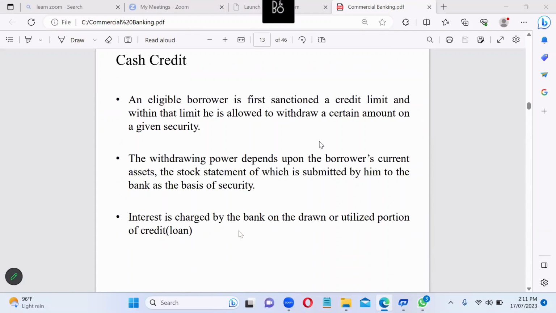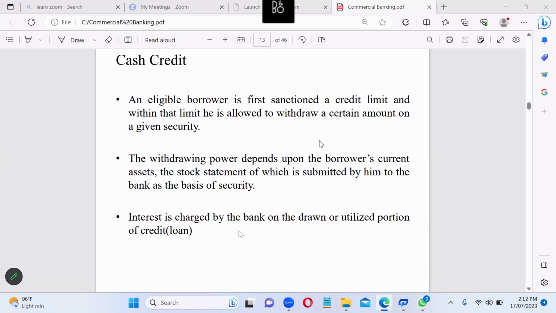Cash credit means an eligible borrower is first sanctioned a credit limit, and within that limit he is allowed to withdraw a certain amount against a given security. The credit limit is there for the cash credit, say 50,000 or 80,000. That is the limit. Within the limit only, we can get credit through the bank, a certain amount against a given security. We have to give a security or guarantee for that particular cash credit. That is a limit of amount.